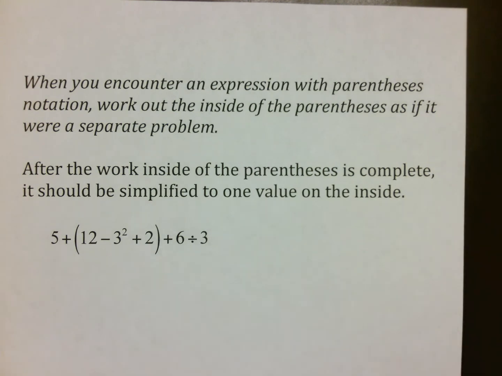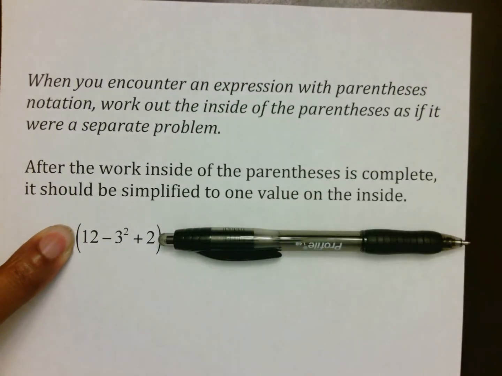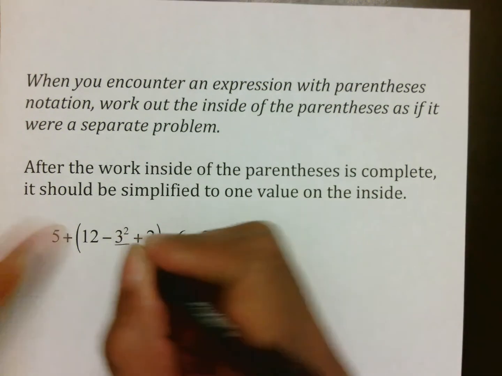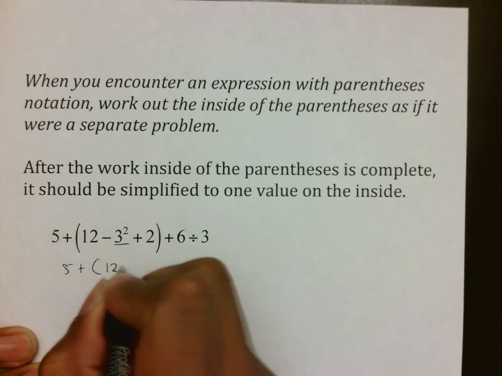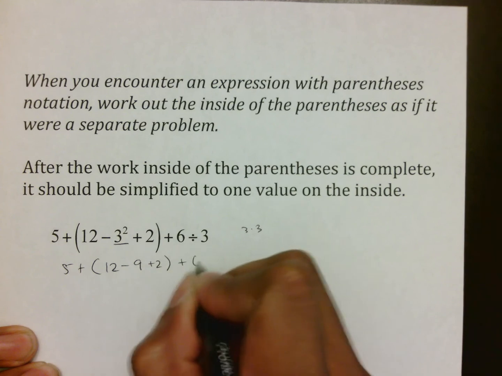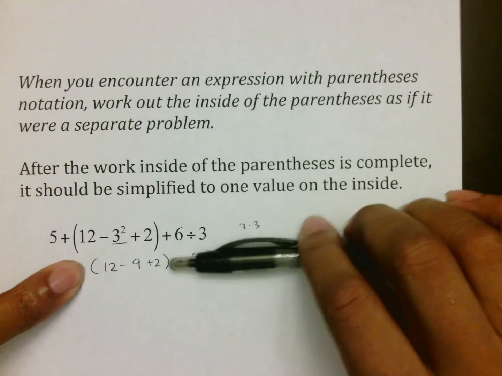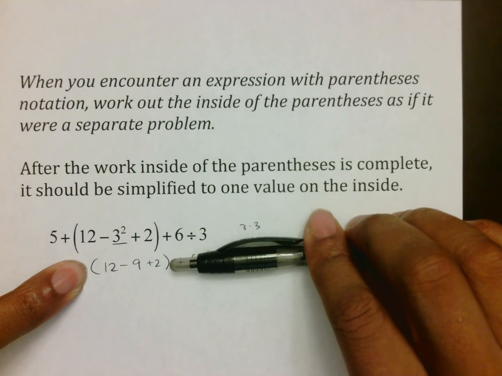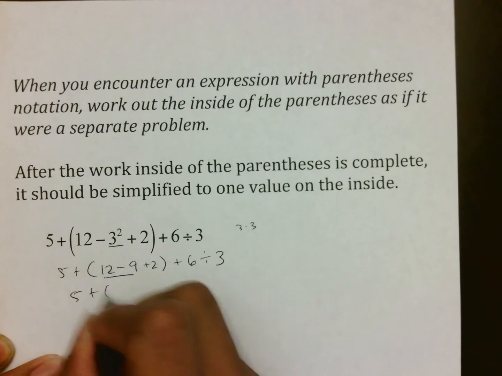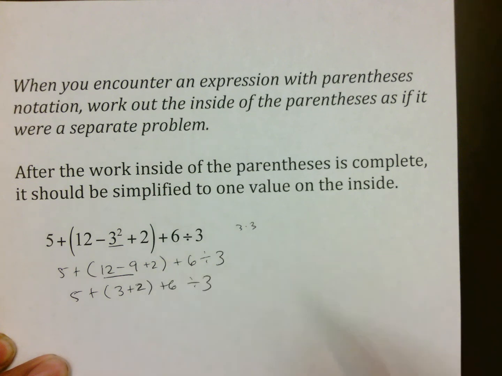So if we had this problem here and we have things on the inside, we ignore this here and we use our order of operations and say, what would we do first? We have a subtraction, an exponent, addition. Again, we would take care of our 3 squared. So rewrite your 5 plus your 12 minus 9, because remember you'd be 3 times 3 plus 2, and then rewrite everything else on the outside of the parentheses as is. We still have parentheses, so again we ignore everything else and say, what would we do first here? Of course, this is subtraction and addition, so we work it out in order. So 12 minus 9 is first, so 5 plus parentheses 3 plus 2 plus 6 divided by 3.